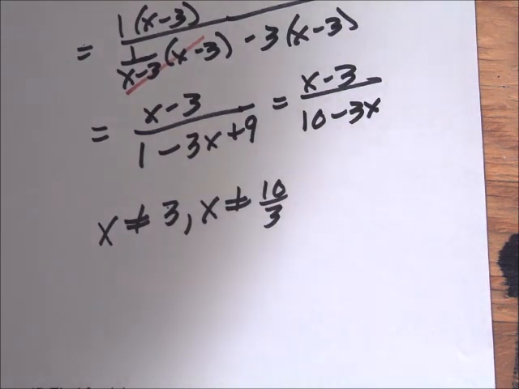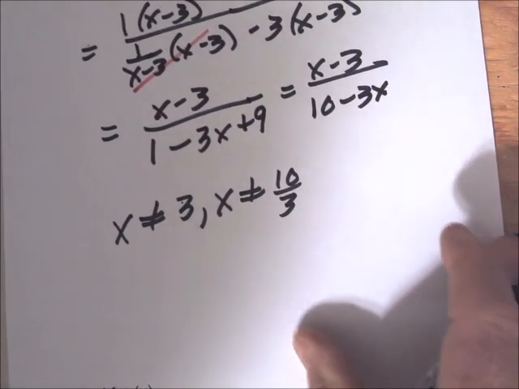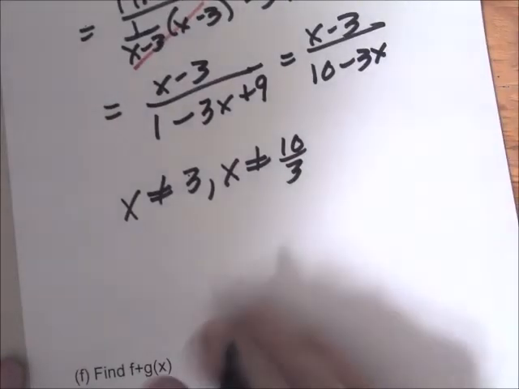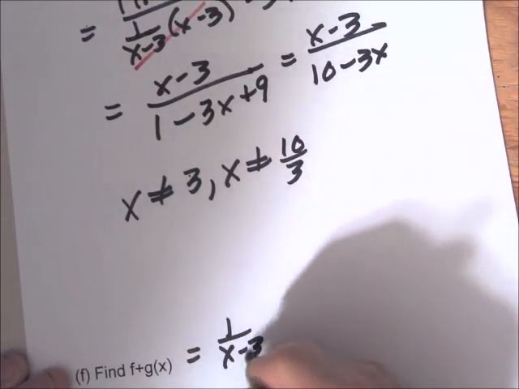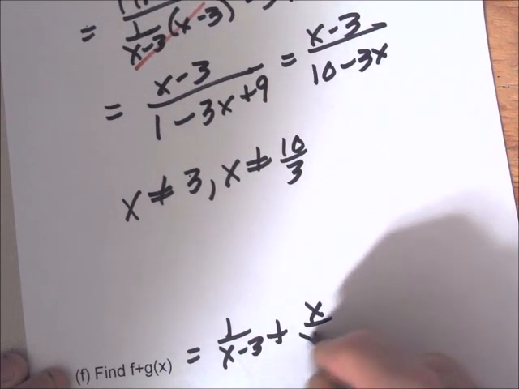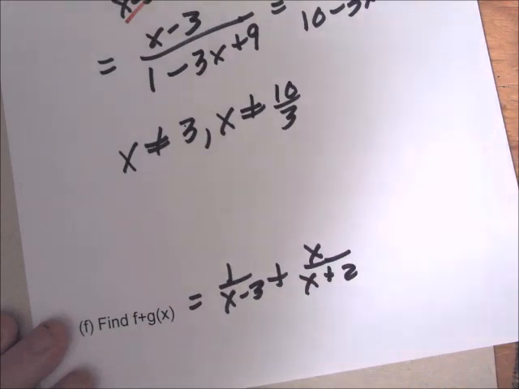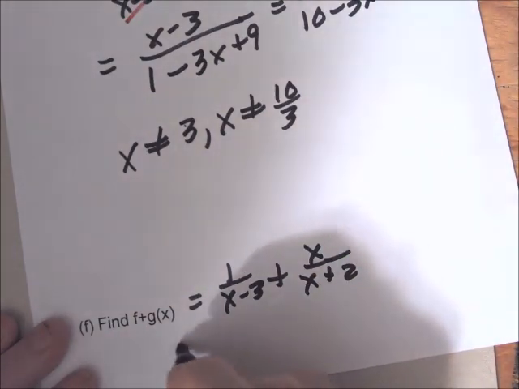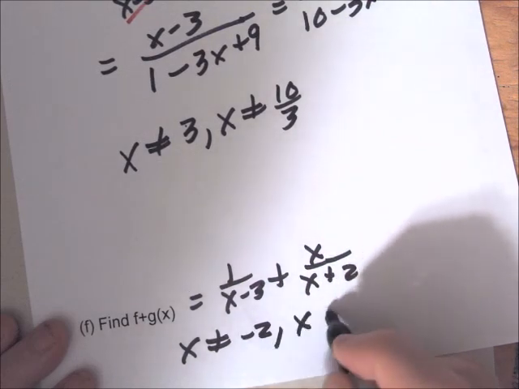We can also do other operations with functions. We can add two functions, f plus g of x. Just add the formulas. This is going to be 1 over x minus 3 plus x over x plus 2. You could get a common denominator, or you could just leave it like that. And the domain restrictions, x not equal to negative 2, x not equal to 3.